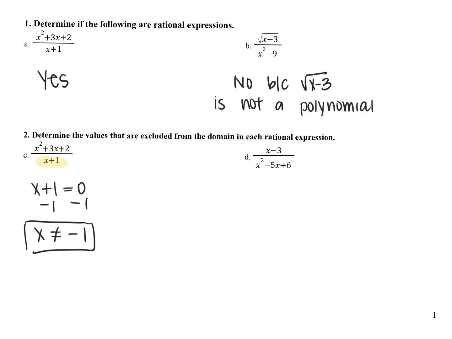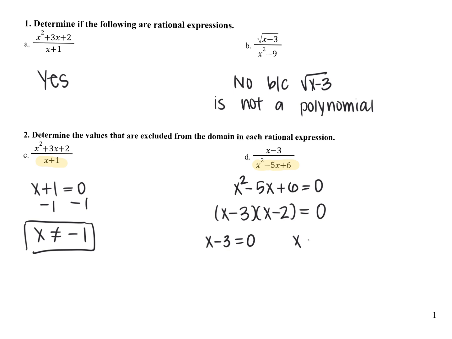My second example, we have x minus 3 over x squared minus 5x plus 6. So we only care about the x squared minus 5x plus 6 and when it equals 0. Now, this is a quadratic. So when you have a quadratic in the denominator, you're going to have to factor. So I'm looking for the numbers that multiply to 6 and add to -5. And that's going to be -3 and -2. So I have x minus 3, x minus 2. So I need to figure out when x minus 3 equals 0 and when x minus 2 equals 0.